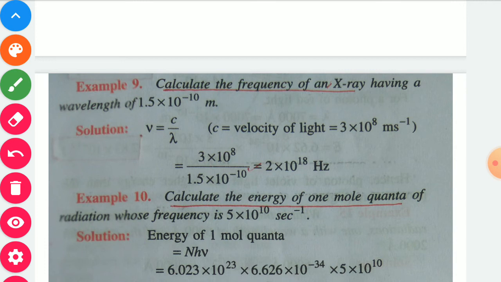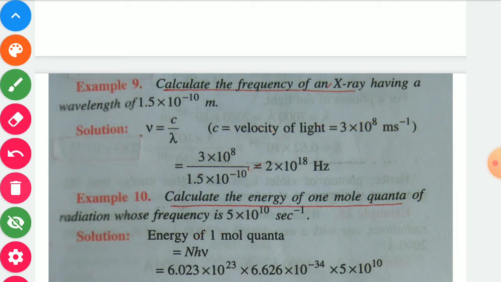Class, as you already know, frequency is the number of oscillations or vibrations in 1 second. It is denoted by nu. So nu is inversely proportional to lambda, or we may write nu is equal to c by lambda. Here c is a constant known as the velocity of light, 3 into 10 power 8, and the lambda value is given as 1.5 into 10 power minus 10 meter. On solving we get the value 2 into 10 power 18 hertz.